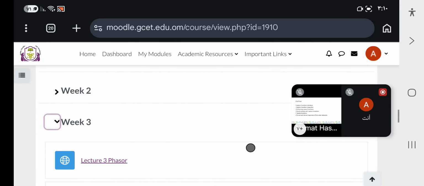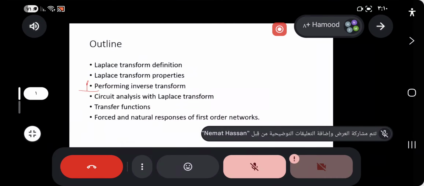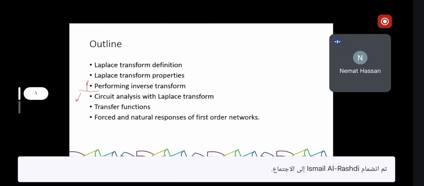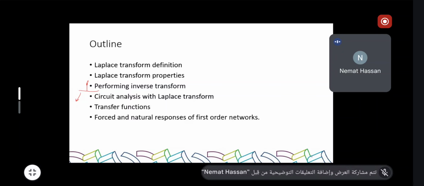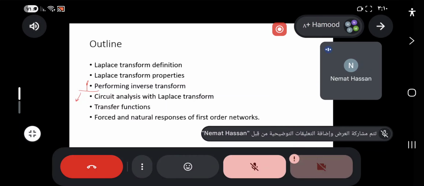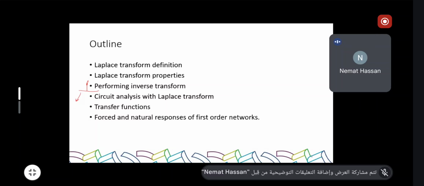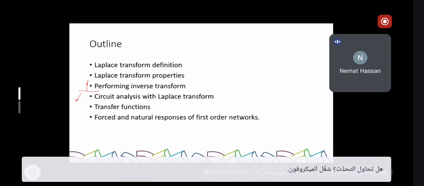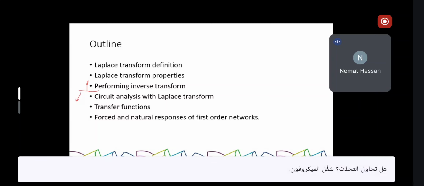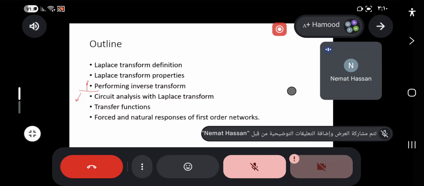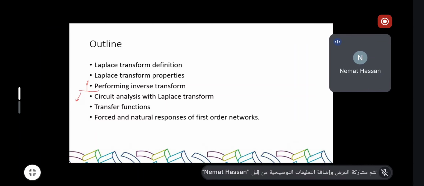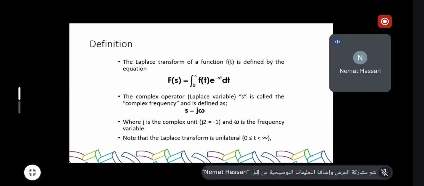And then in the second half of the class, so this is the first half, in the second half, we're going to look into how we implement this mathematical concept of Laplace transform into circuit analysis, how we evaluate the transfer function, and how we can differentiate between forced and natural responses of a first order network. As usual, if you have any questions, whether you're joining online or in class, feel free to ask as we progress. So let's start with the Laplace transform definition.